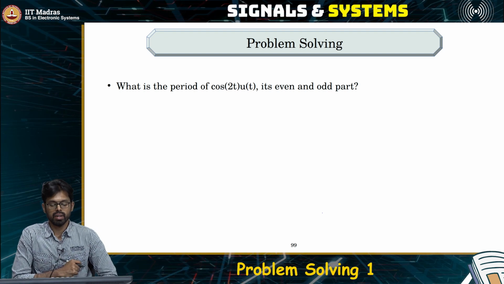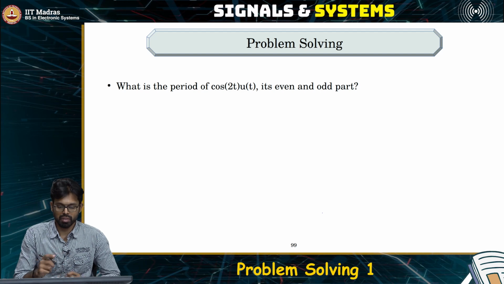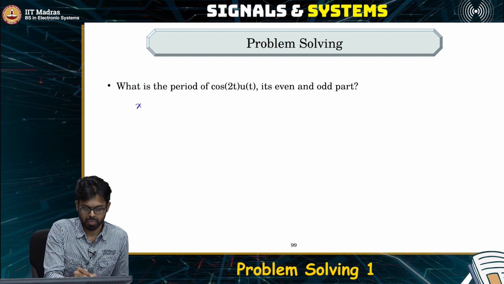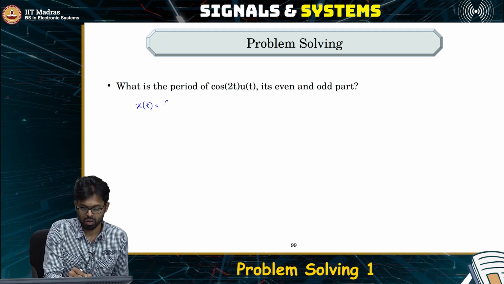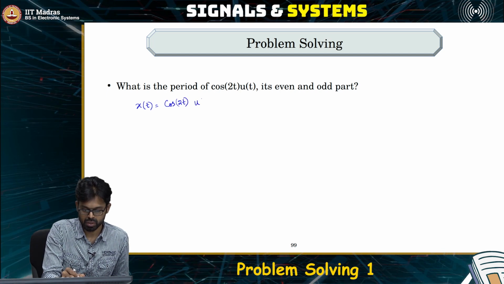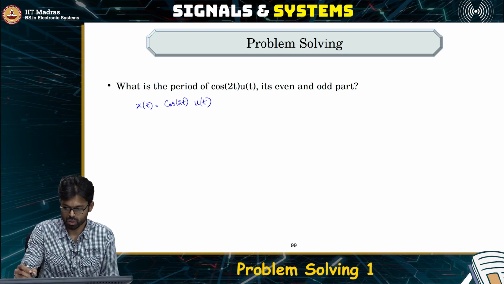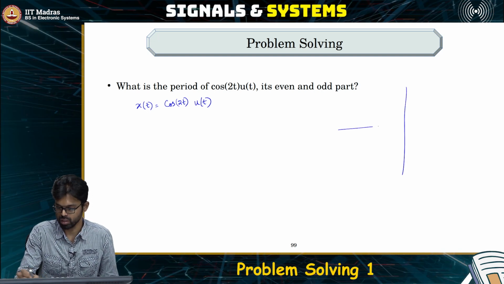Okay, now we have another signal here. It's given that the signal that we are going to work with is cos 2t times u of t. What is the period of this signal? Let us draw this first. How does this look?